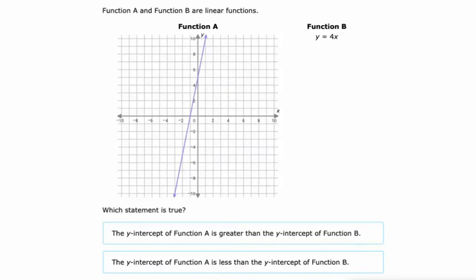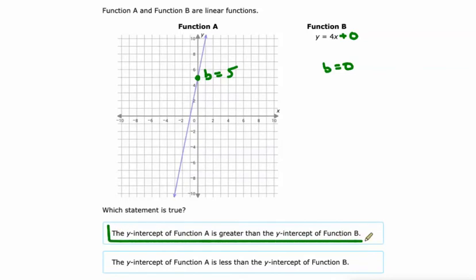All right, now this one's asking about y-intercept. Okay, well, y-intercept of function A is that value right there, 5. And on this one, the equation, it's plus 0. So 5 is greater than 0, so the y-intercept of A is greater than the y-intercept of B.